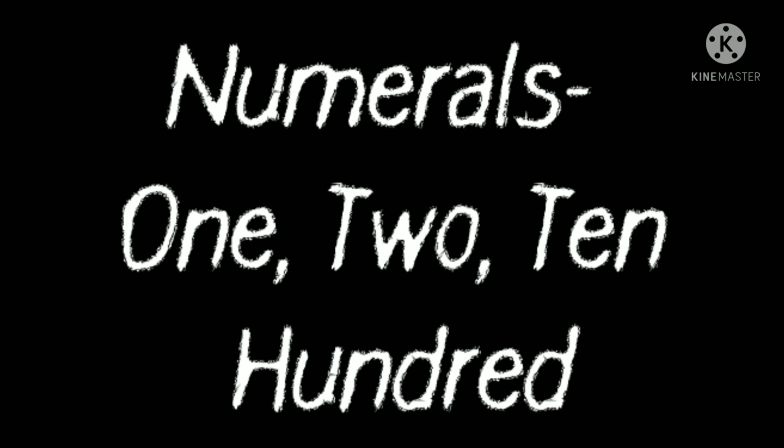Now we shall talk about the numerals. The numerals are the words that are used to show the numbers. For example, 1, 2, 3, 4, 10, 100, 500, etc. So these words that are showing the numbers are also called the numerals. These numerals in English grammar are termed as determiners.